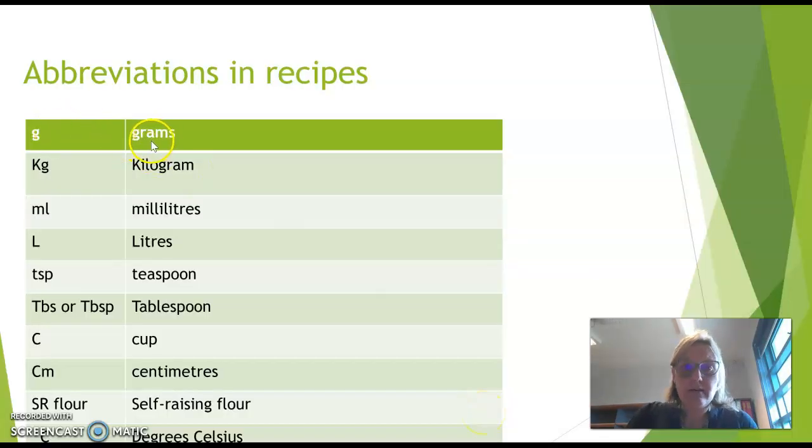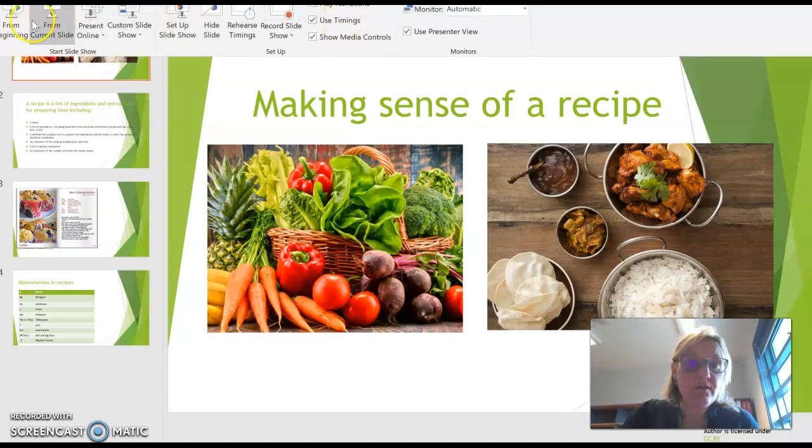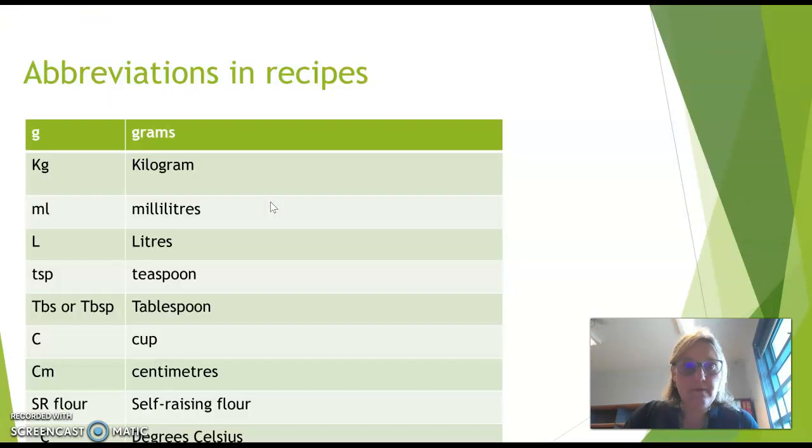So G is grams, kg is kilogram. Grams is used a lot in recipes. The year 10s cooked dal today, and we made flatbread, and it was 150 grams of flour and 150 grams of yogurt. So, measuring out on scales is really helpful.